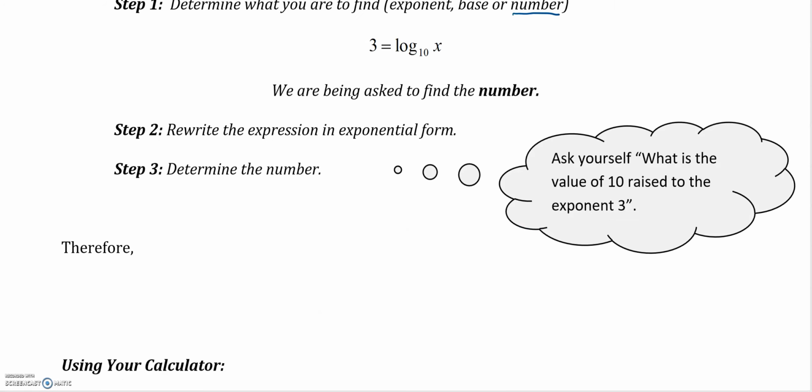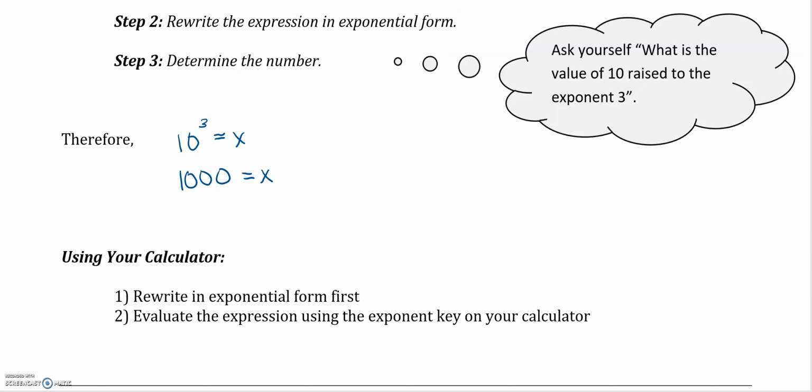So we rewrite the expression in exponential form. So we have a base of 10, an exponent of 3, and it is equal to our number x. So we want to determine the number. You ask yourself, what is the value of 10 raised to the exponent of 3? And we know that 10 to the power of 3 is 1,000, therefore x is equal to 1,000.